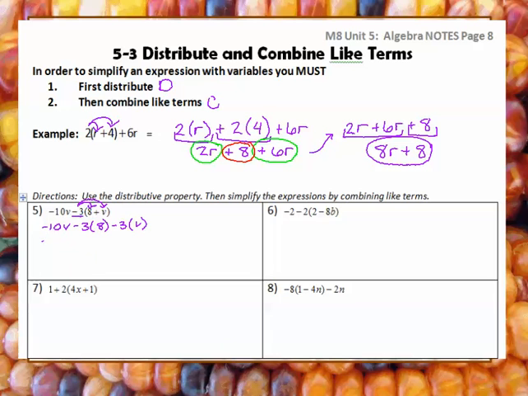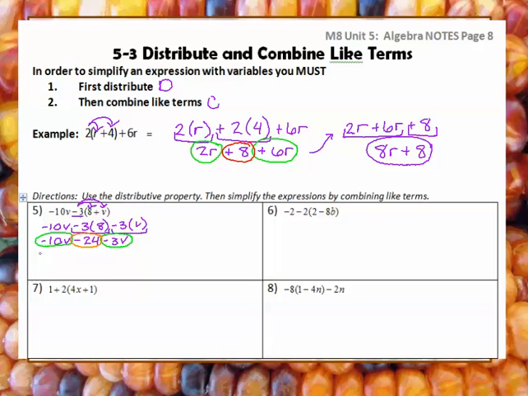I can just multiply those, so I have negative 10v minus 24 for that negative 3 times 8. And I'm going to do negative 3 times v, so that'll give me negative 3v. So I did my distributive. Do I have any combining like terms? Well, I have v's. I have a negative 10v, and I have a negative 3v. And then I have a constant of negative 24.